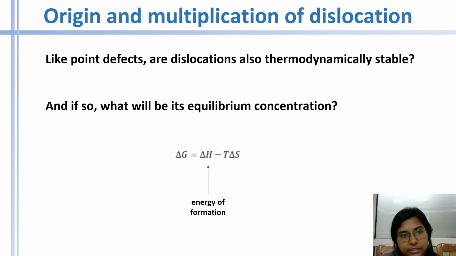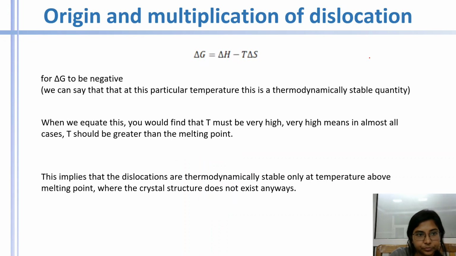So the question is: like point defects, are dislocations also thermodynamically stable? And if so, what will be the equilibrium concentration? For this we will go to this very well-known equation, which we all know: delta G = delta H minus T delta S. T is the temperature, S is the entropy, and delta H is the energy of formation.